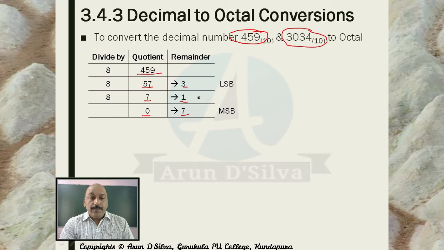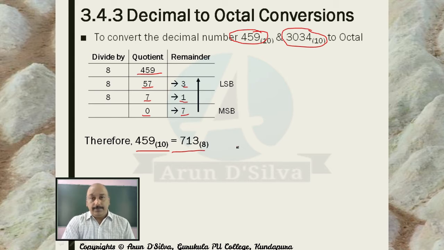So the first remainder I treat as the LSB, and the last remainder as the MSB. Now, what is the octal equivalent for the given decimal number? We have to read from down to upwards. That means 459 is equal to 713 in octal. This is the way we are doing it. Let me give you one more example, that is 3034.